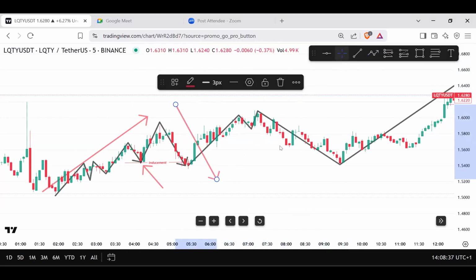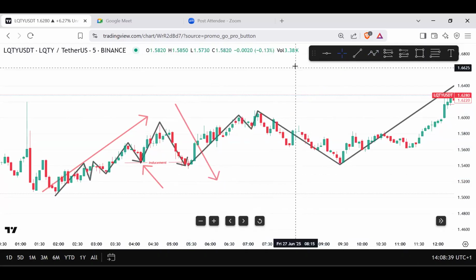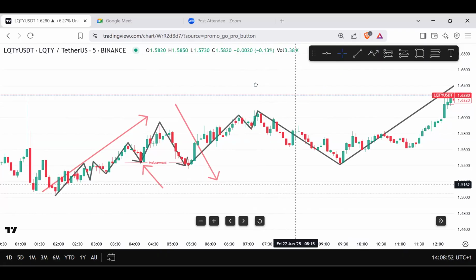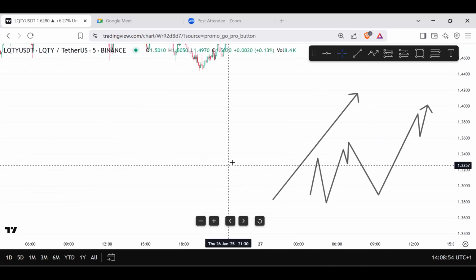I see. Yes. So we are learning three things today: the impulsive move, inducement and correction. Correct. So let me show you how it looks.